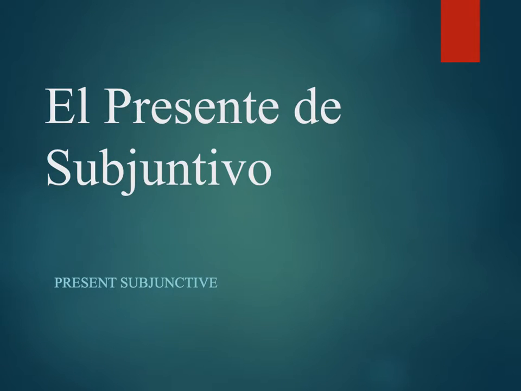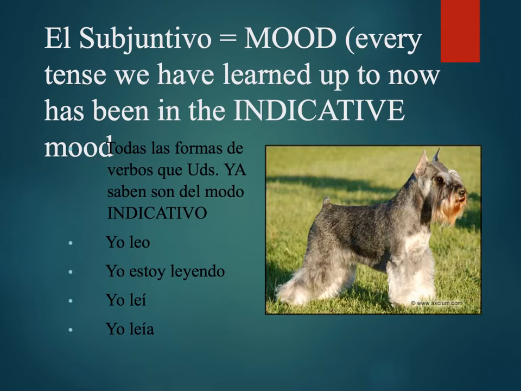Okay, estudiantes, this is something totally new. It's called present subjunctive. Subjunctive is actually a mood. So all the tenses we've reviewed thus far this year, right? Present tense, progressives, perfect tenses, future, conditional, they've all been indicative mood. We just never told you that because you didn't know that there was any other mood that existed.